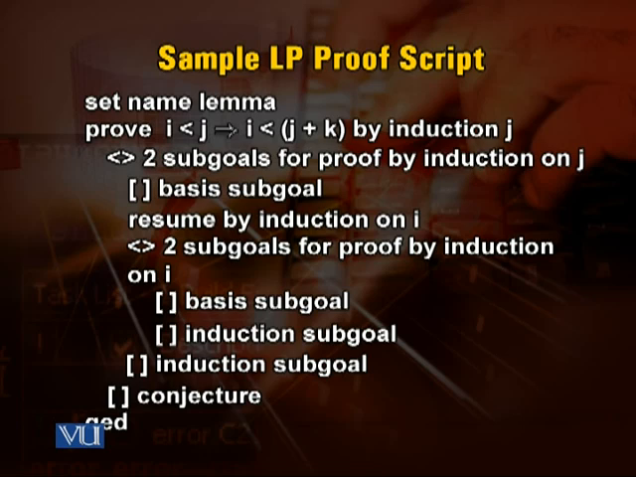As I mentioned earlier, the prove command initiates a proof by induction of the conjecture. So we have the proof and we say by induction on J. The diamond annotations are provided by LP. They indicate the introduction of subgoals of the induction.